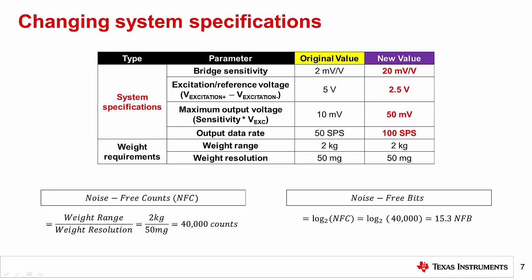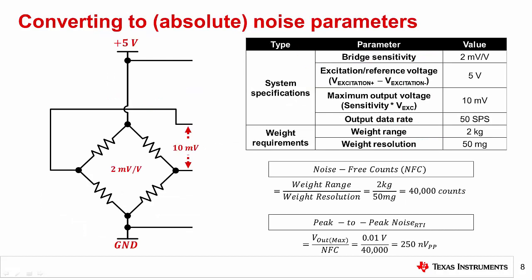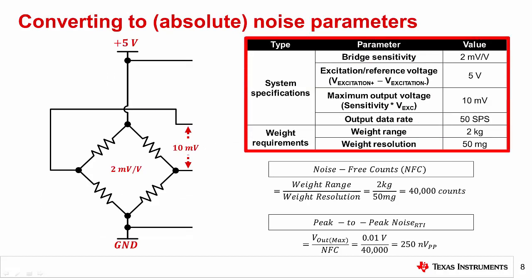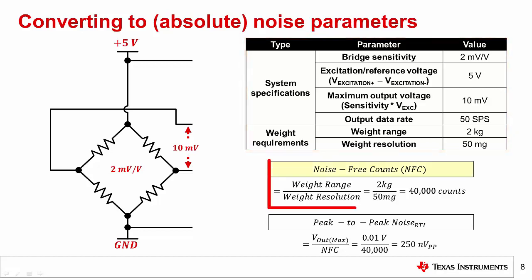Admittedly, this is a lot of work and is a direct result of noise-free resolution being a relative parameter. So now let's switch to using an absolute noise parameter, as previously suggested, and see how the analysis changes. For the absolute noise parameter analysis, we will use the original specifications as shown here. Note that we can still use noise-free counts to define the required dynamic range, which is 40,000 counts just as it was in the original example.